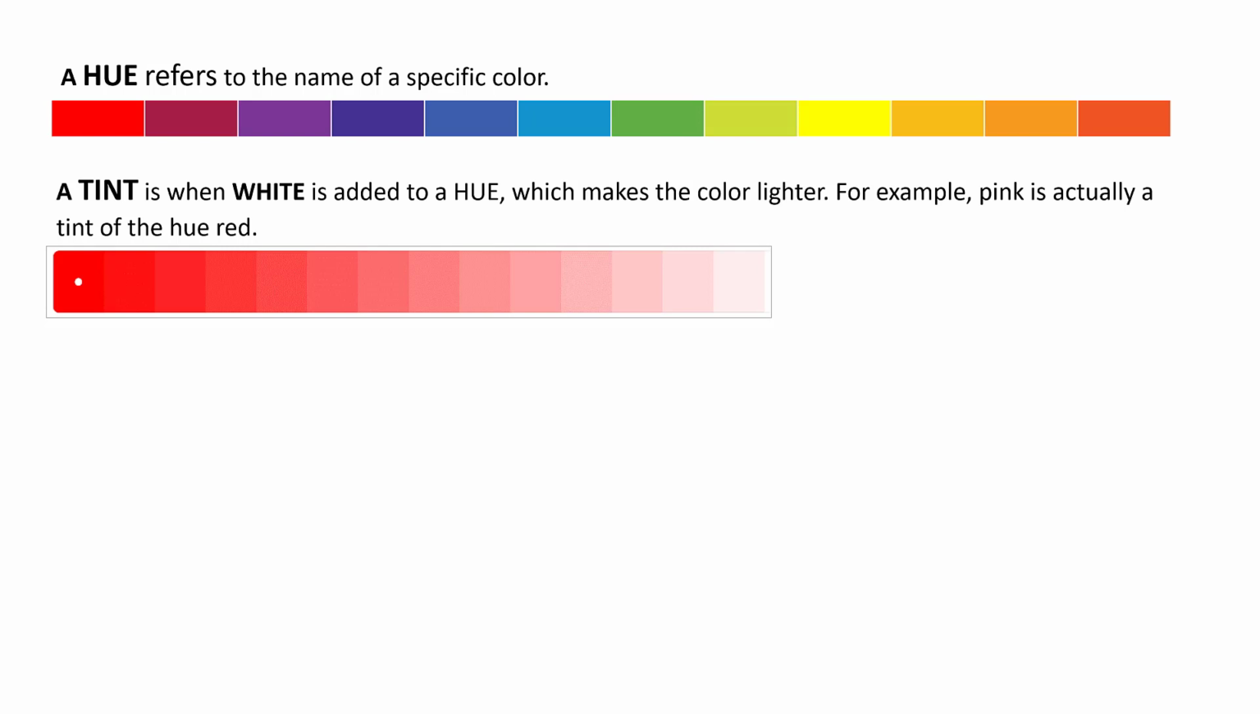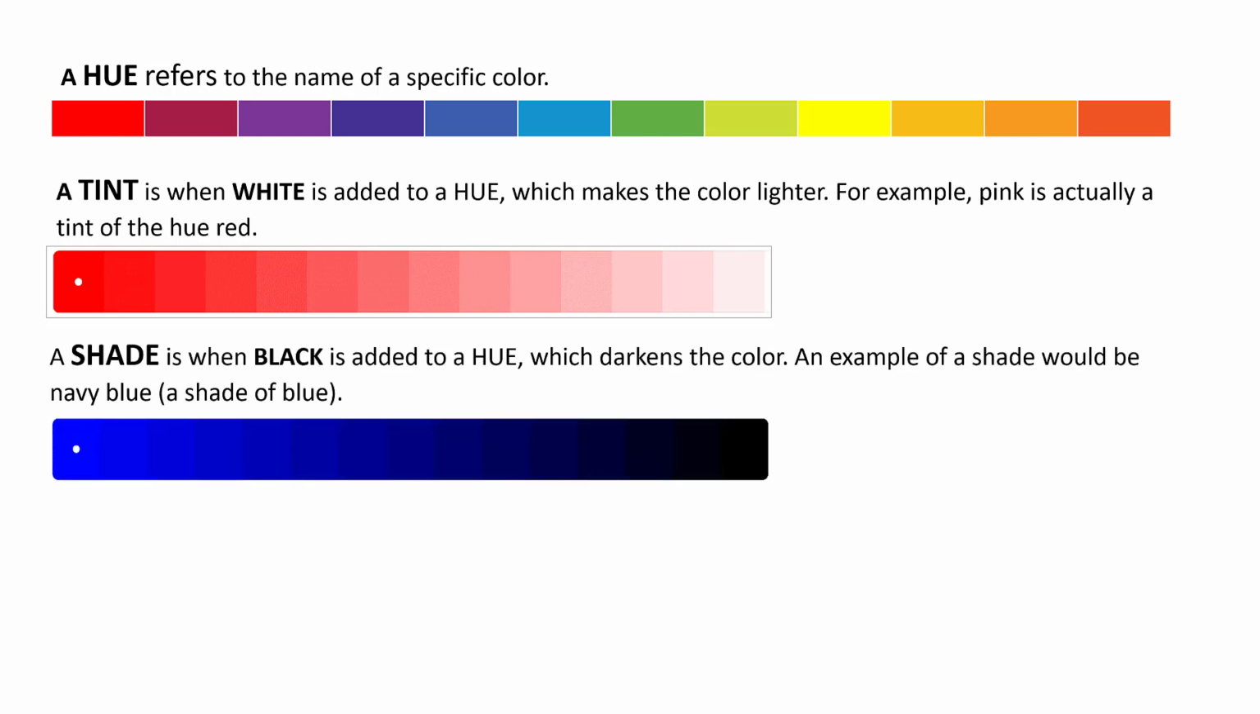Let's look at this next one. A shade is when black is added to a hue. So first we have a tint, which is when white is added to a hue. Then we have a shade when black is added to a hue, and that darkens the color. That makes sense, doesn't it? White is really light. You mix it with a color, it's going to make the color get lighter and lighter. Black is very dark. You're going to mix it with a color, and it's going to make it get darker and darker.